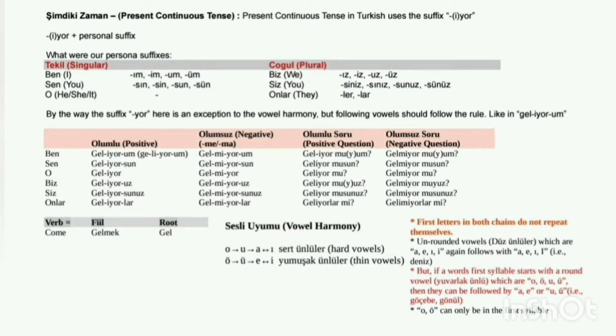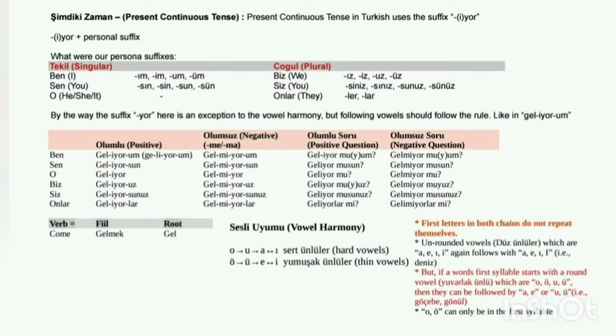Another rule. O and ö, the first vowels in both chains, can only be in the first syllable. Okay, this is all to remember. You will see in our examples, all the words are going to follow this rule. By the way, our suffix iyor for present continuous tense actually doesn't follow the rule. But whatever we attach after this suffix has to follow the rule.